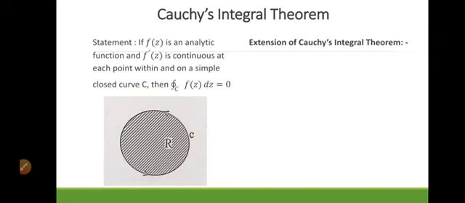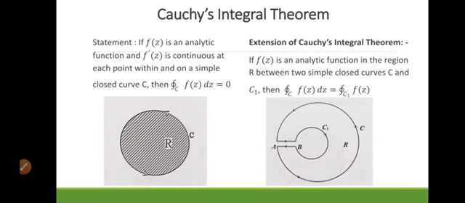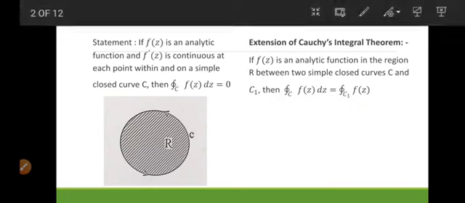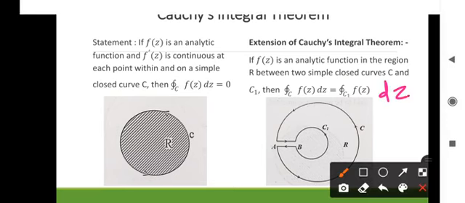An extension of this theorem is also available. If f(z) is an analytic function in the region R between two simple closed curves C and C1, then the integration over the curve C and the integration over the curve C1 of this same function f(z) dz is the same. So we are performing the integration with respect to z only, along these two different curves.